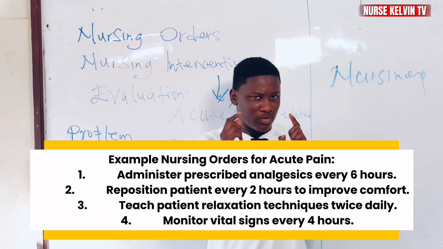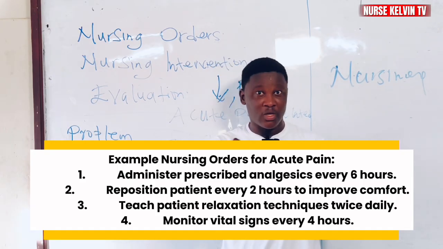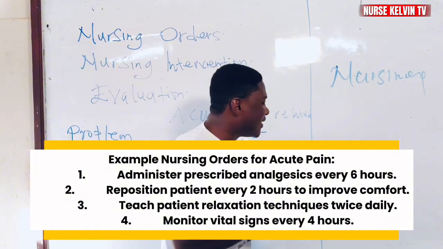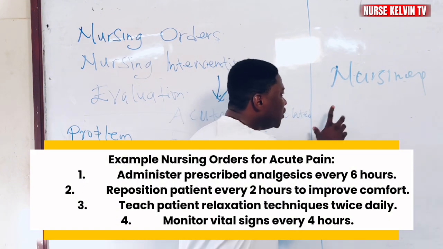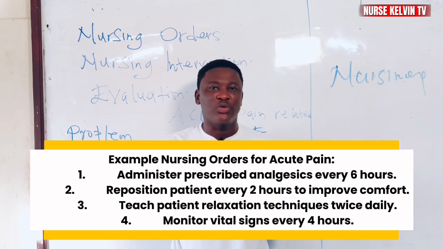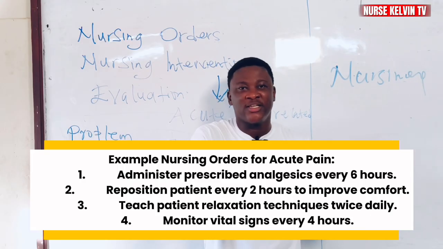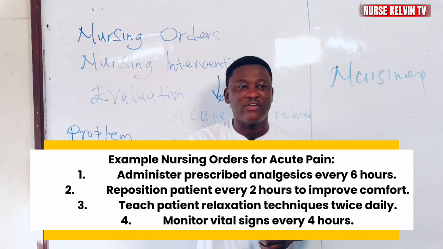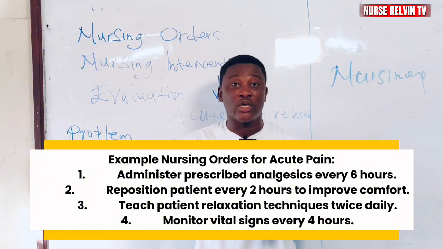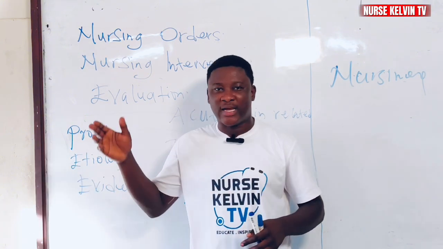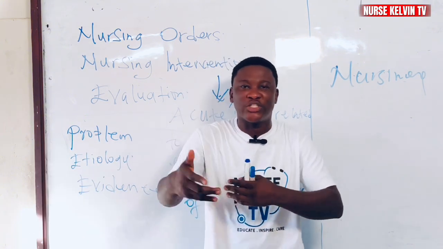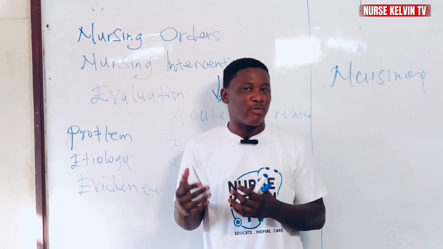I hope you are getting to understand what I'm trying to teach you. Okay, so now you have the nursing orders. First one, we need to give the prescribed analgesics, which is the pain medication here. The doctor will tell you to give the prescribed analgesics, and then reposition the patient every 2 hours.